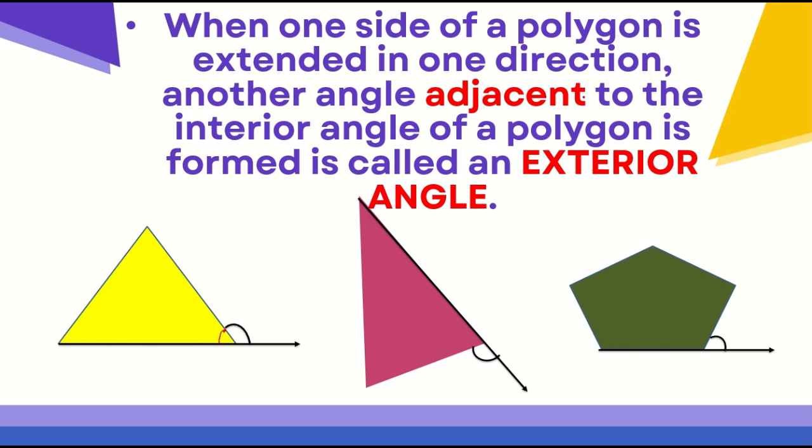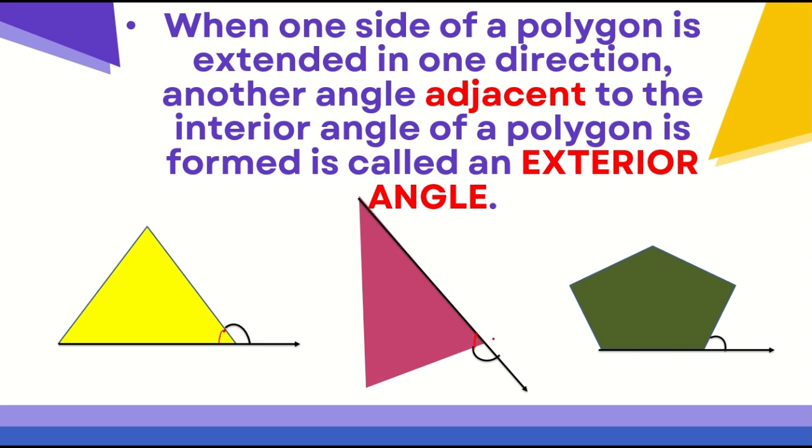So, and of course, another angle adjacent to the interior angle of a polygon is called an exterior angle. Ito nga yung tinutukoy ko. Itong angle na to. O, sana naintindihan mo yung about sa exterior angle. And of course, another example here, extend lang din natin to. Makakapag-create tayo ng exterior angle which is adjacent doon sa ating isang interior angle. Ito sa angle na to.